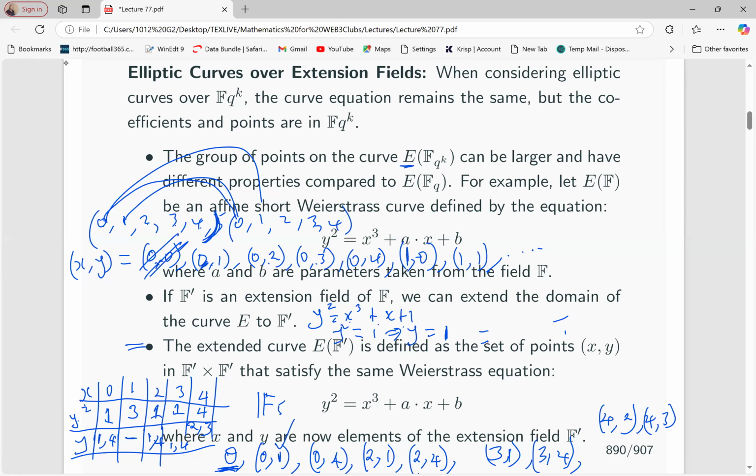When x is 0, we found that y is supposed to be 1 or negative 1, because that is the square root of 1. The square root of 1 would be 1 or negative 1. But negative 1 mod 5, that is 4. That means this point is correct.